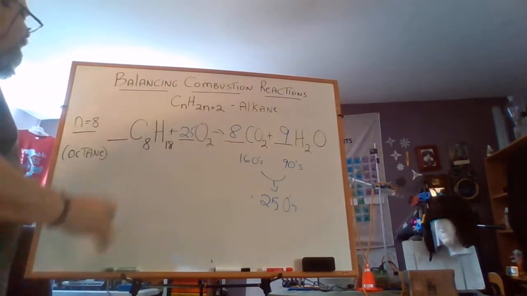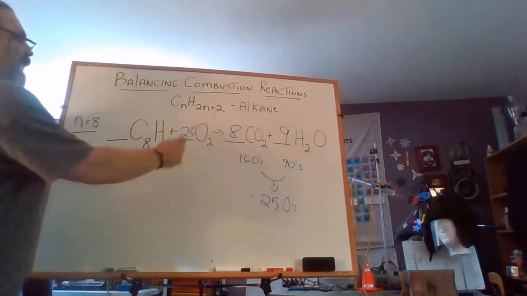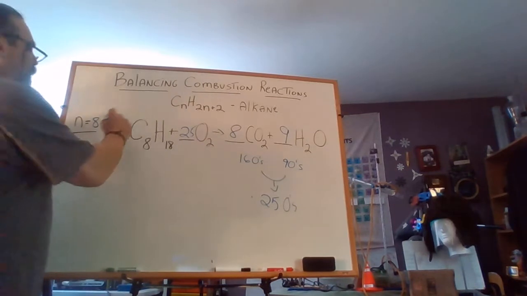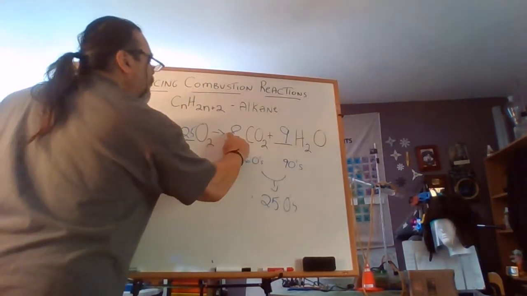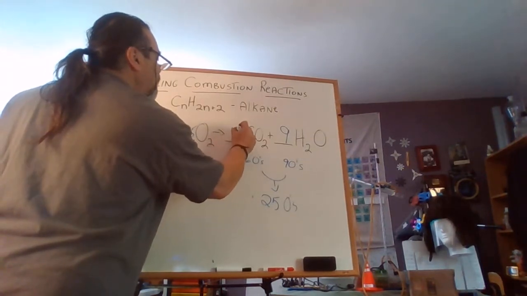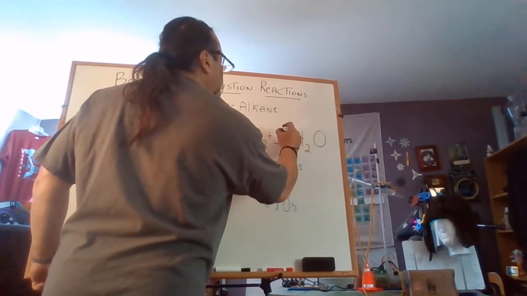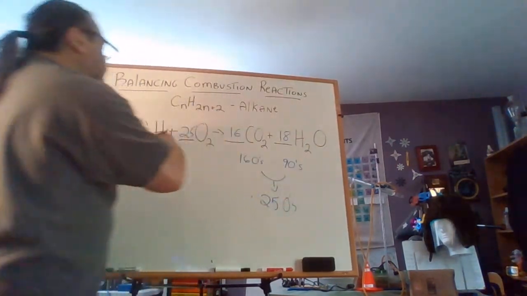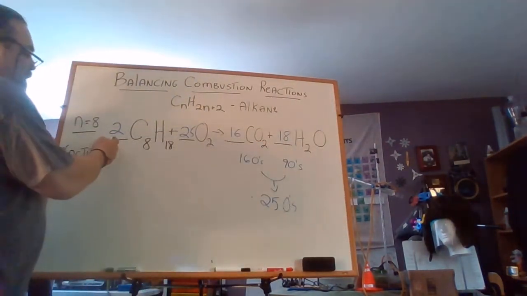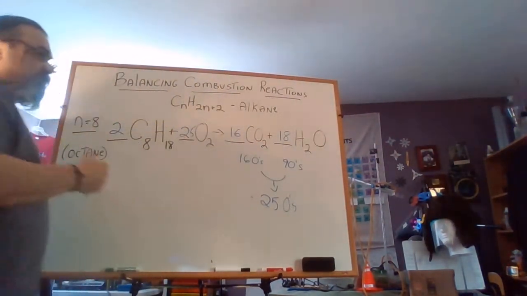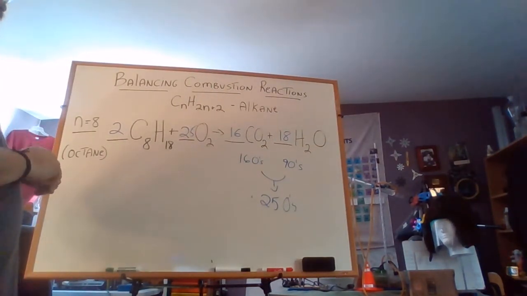Alrighty? And then let's multiply the entire equation by 2, except for what we put in front of the oxygen. So this 1 now becomes a 2. This 8 now becomes 8 times 2, which is 16. This 9 is also multiplied by 2 and now becomes 18. Now I'm going to look at this equation and ask myself, can I divide everything by 2? I could divide this by 2, but I can't divide 25 by 2 and get a whole number. That is telling me that this equation is now balanced.